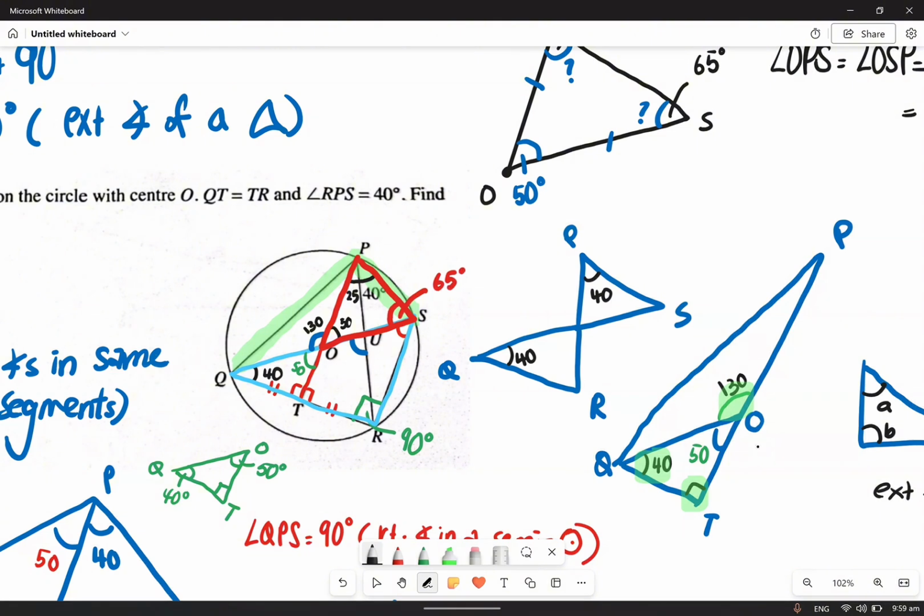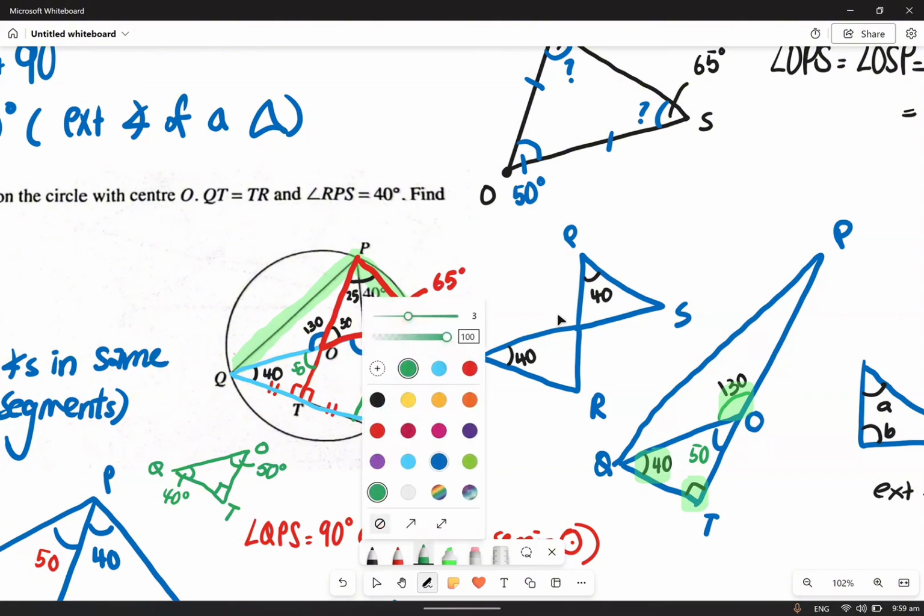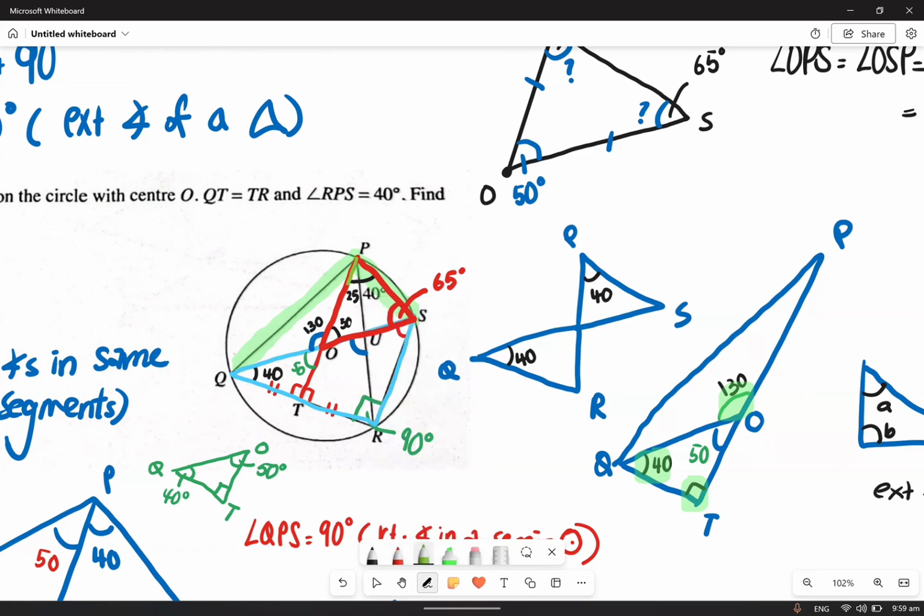Okay, all right. So I can also find another one, because we are trying to find this one over here, right? Correct or not? Yeah, actually I'm going to use another striking color, maybe a green one. We can just use this triangle.